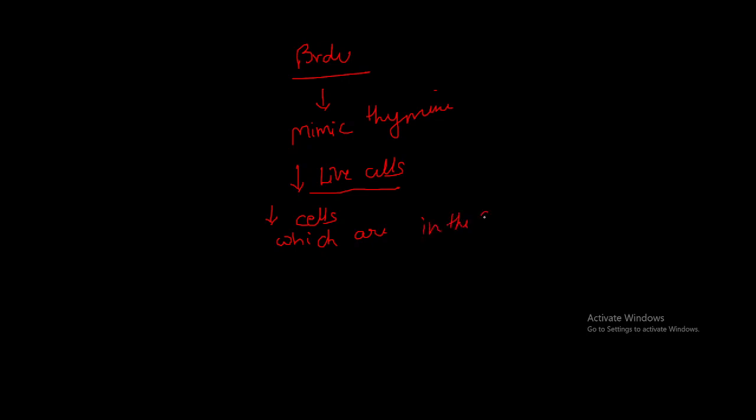Why? Because in the S phase the DNA is replicating. When the DNA is replicating, because BrdU mimics thymine, which is the pyrimidine base of the DNA, it will intercalate between the base pairs and there will be fluorescence. So only the S phase cells you can stain with the help of this dye. So that's all about this lecture, and I'll discuss the cell cycle checkpoints in my next lecture.